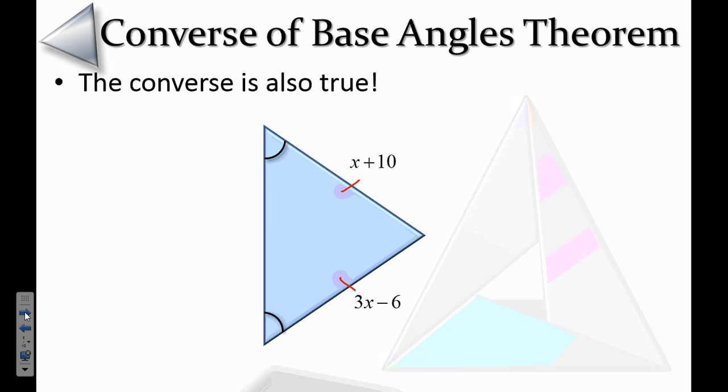Base angles are congruent. That means the sides are congruent. What does it mean when two sides are congruent? They're the same. So x plus 10, what? Minus 6, right? They're the same, so make them equal. When you think of same, just think equals and put an equal sign between.